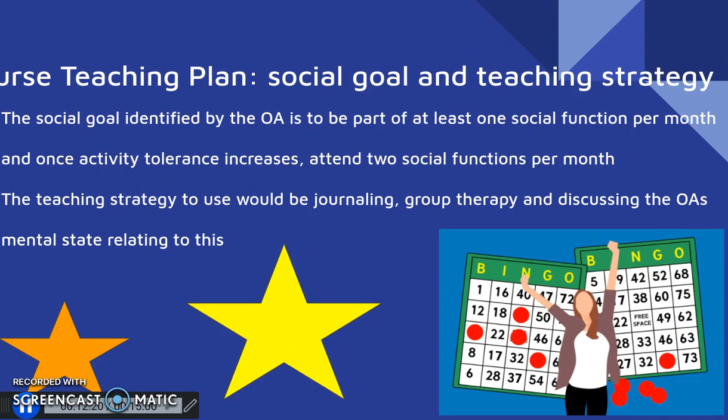Social goal and teaching strategy. The social goal identified by the OA is to be part of at least one social function per month, and once activity tolerance increases, attend 2 social functions per month. The teaching strategy used would be journaling, group therapy, and discussing the OA's mental state relating to this.